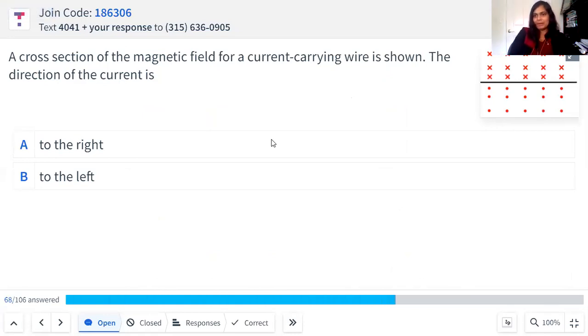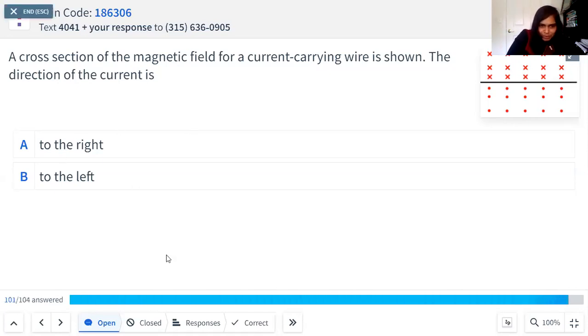Okay, I'll keep the question open so you can answer. I took you to a little bit of a second step for a problem where you can find the direction of current in a current carrying wire, because by finding the magnetic field direction, you can go to the second step of finding the direction of current.